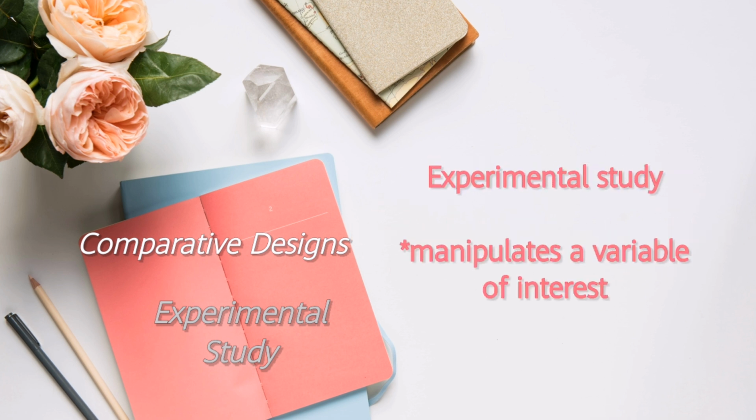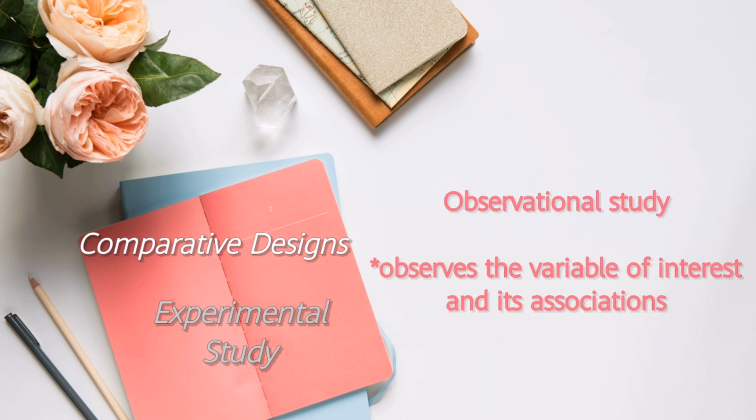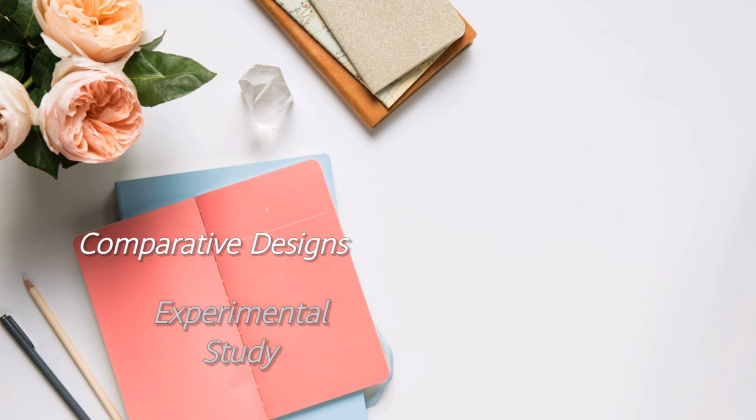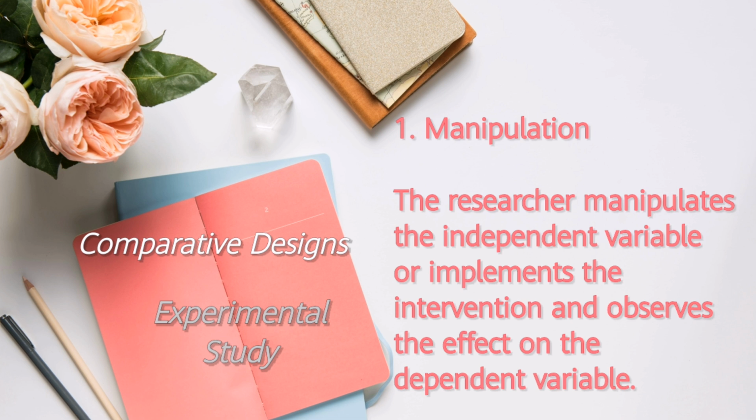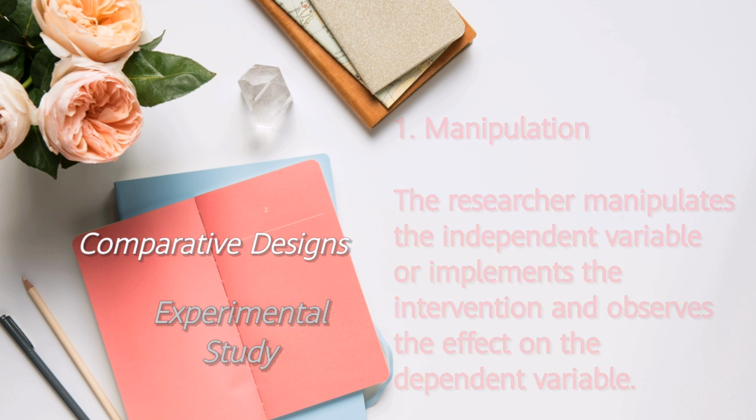In an experimental study, a researcher manipulates a variable of interest, whereas in an observational study, a researcher observes the variable of interest and its associations. Experimental study is characterized by two things. One is manipulation. The researcher manipulates the independent variable or implements the intervention and observes the effect on the dependent variable. The second is control.